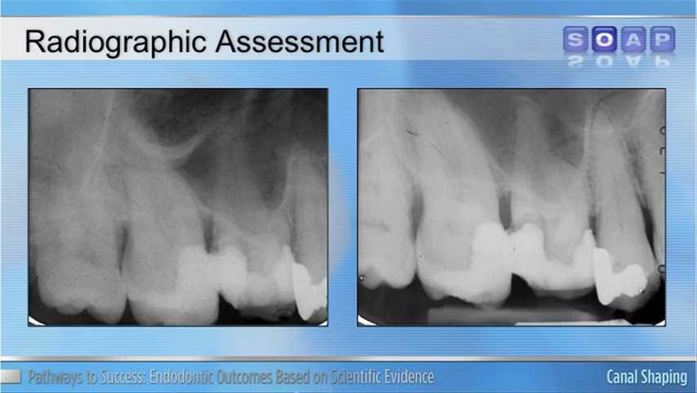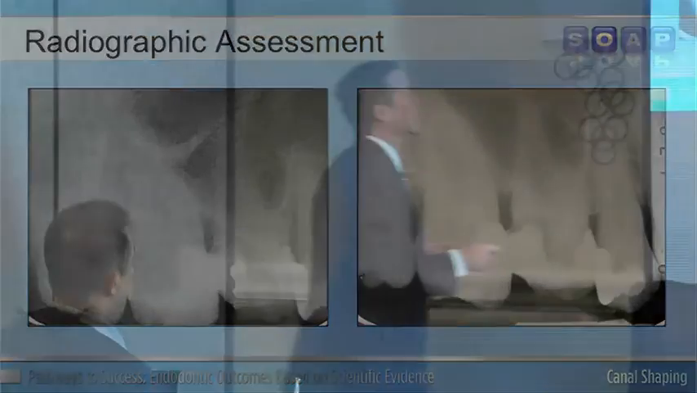What about this? Here's a two-dimensional radiograph. It doesn't matter if it's film or digital, but look at this. Why would anyone ever do their diagnosis and endodontic therapy from a radiograph like that? What's really going on here? You have a foreshortened radiograph.